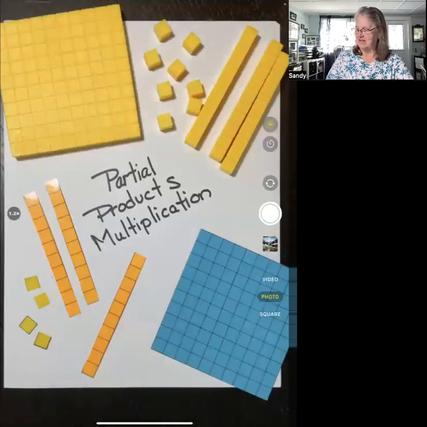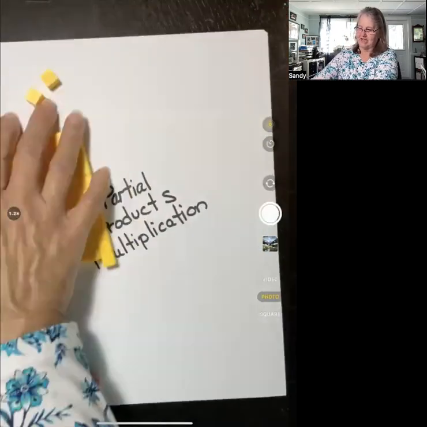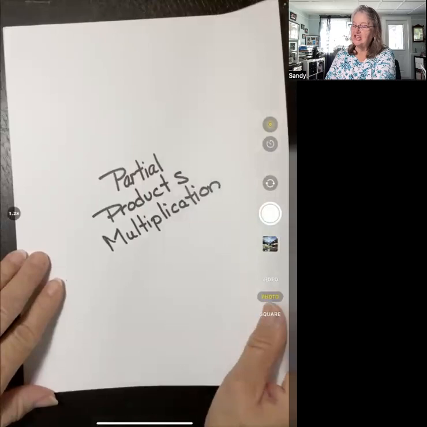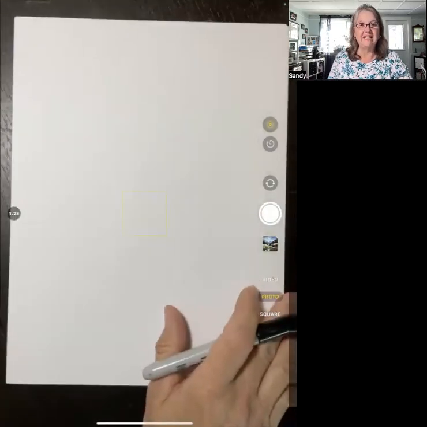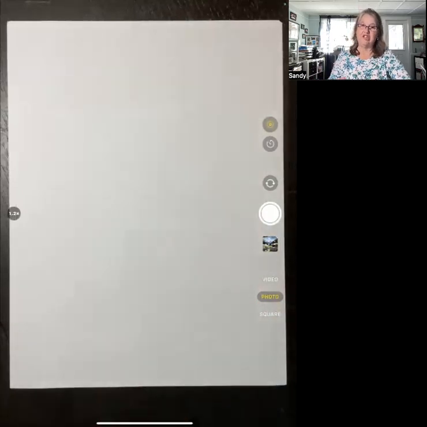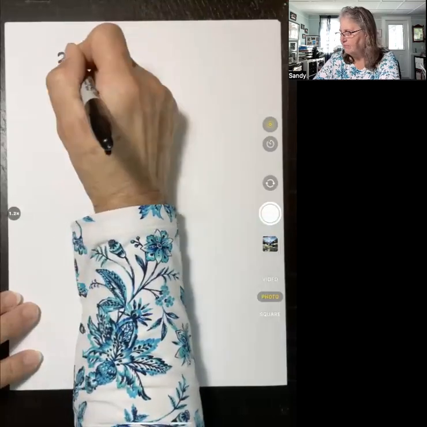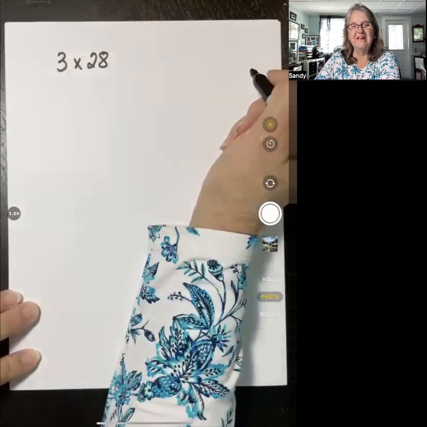So with that out of the way, let's look a little bit at partial product multiplication. Now, as I said, in the multiplication playlist, you'll be able to link to other videos that go into a bit more detail about this. I'll briefly show you some of the techniques shown in those other videos, but our focus in this one will be on partial products. Now, I'm going to start with the problem 3 times 28.